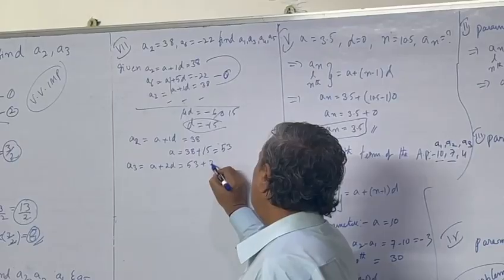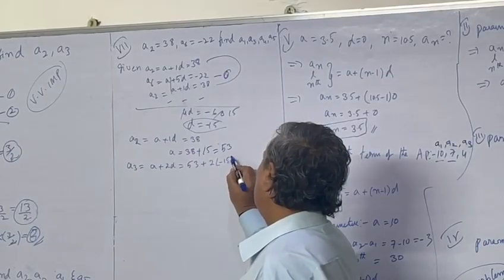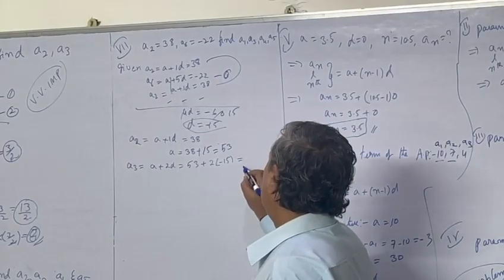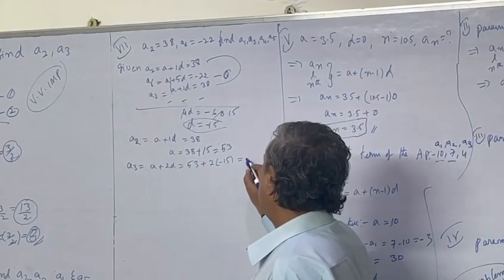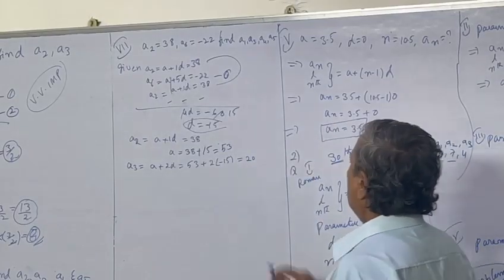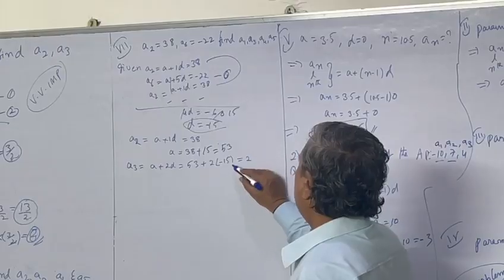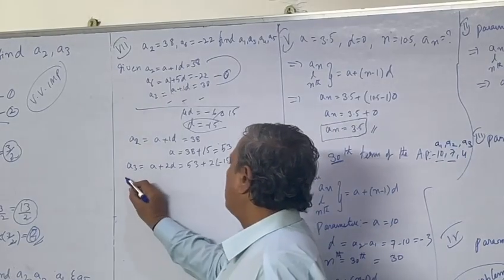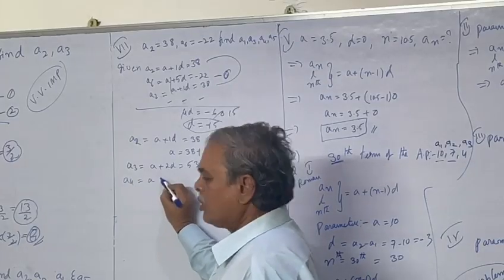Then A3, tell me. A is 53 plus 2 into minus 15, equal to how much? 2 15s are 30. 53 minus 30 is equal to 23. A3 is 23.